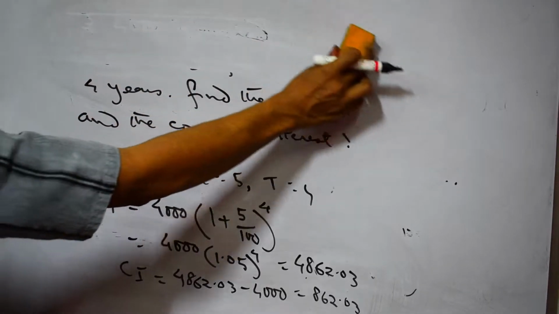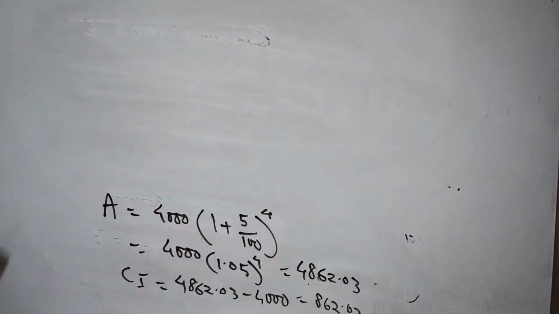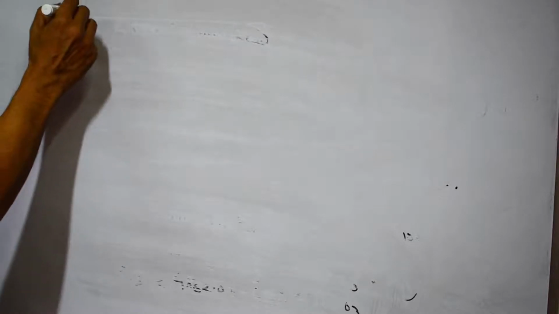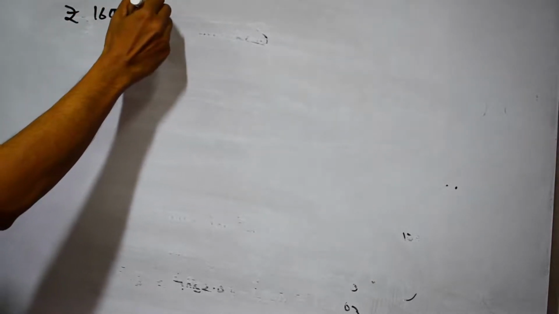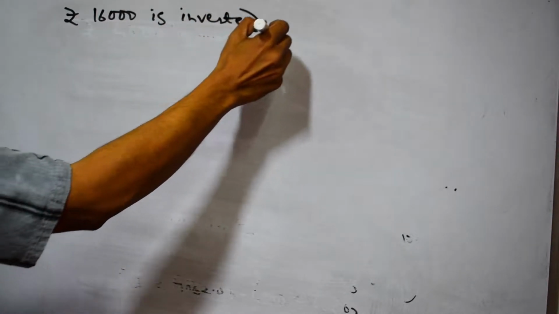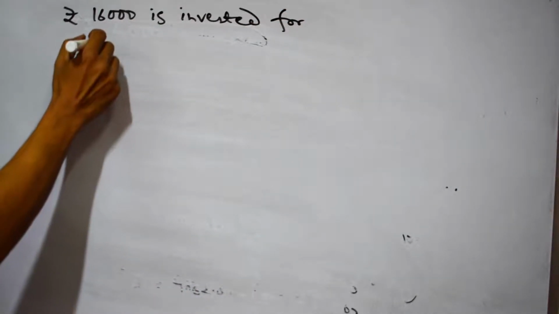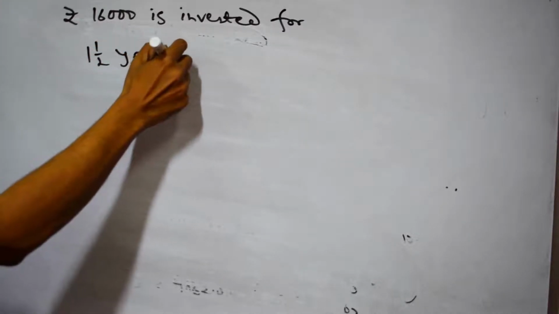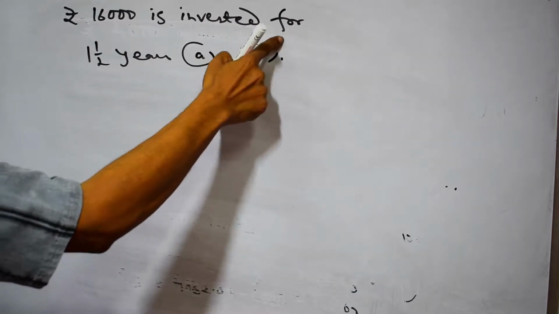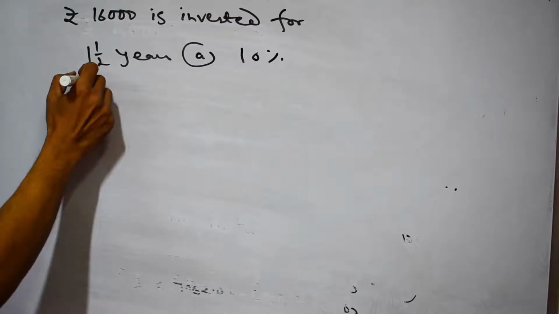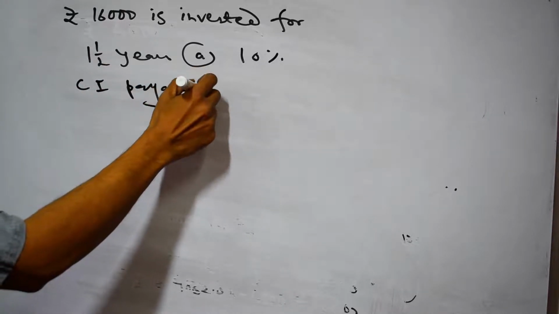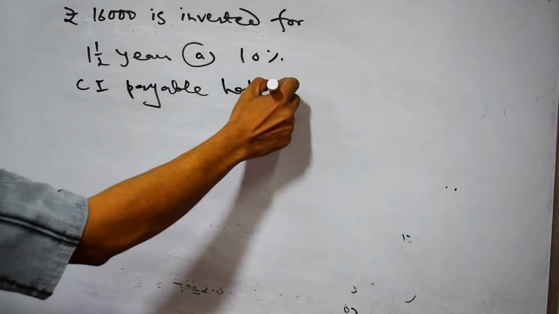Next question we can discuss is: rupees 16,000 is invested for 1.5 years at the rate of 10% CI, payable half yearly, that is 6 months.